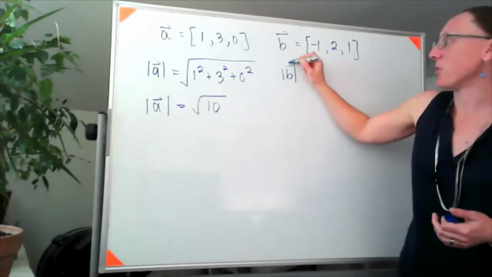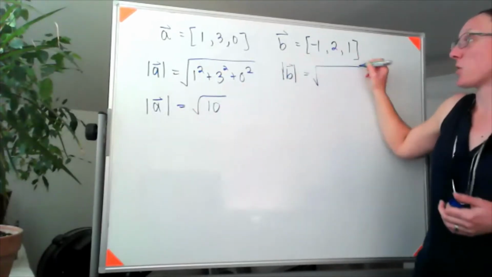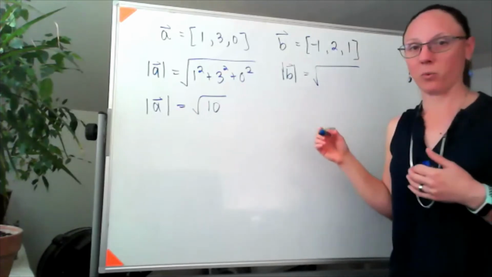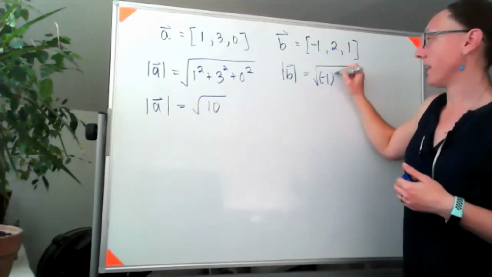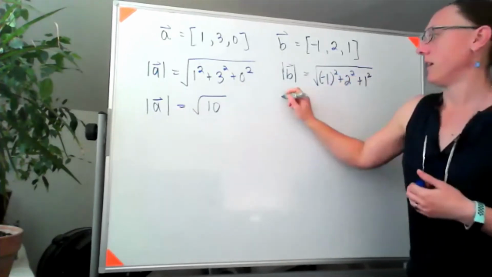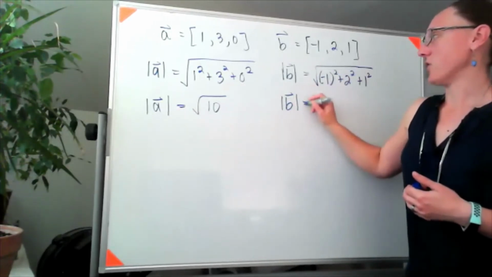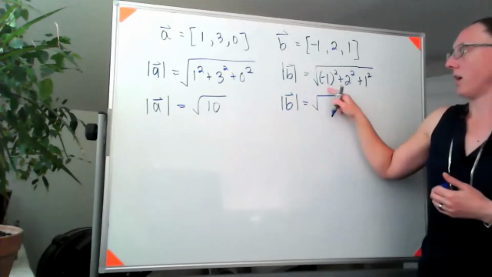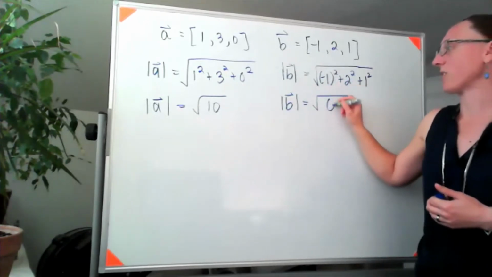Similarly, for the magnitude of b, I'm going to take the square root of squaring each of the components. So I'd have -1 squared plus 2 squared plus 1 squared. So my magnitude of b would look like 1 plus 4 plus 1, so square root of 6.